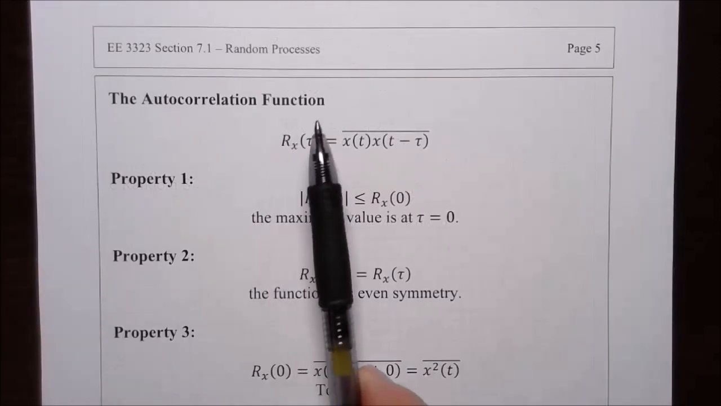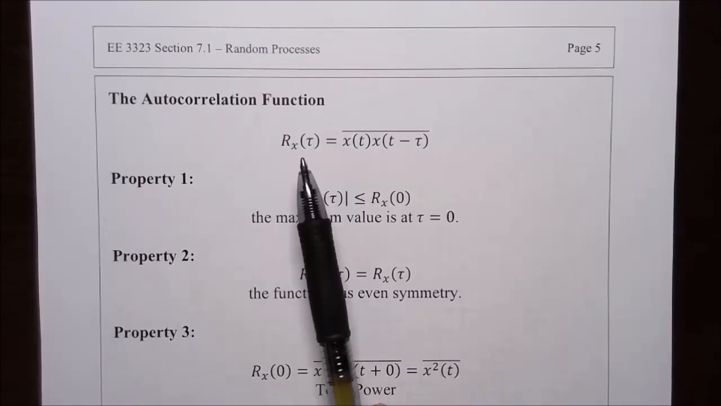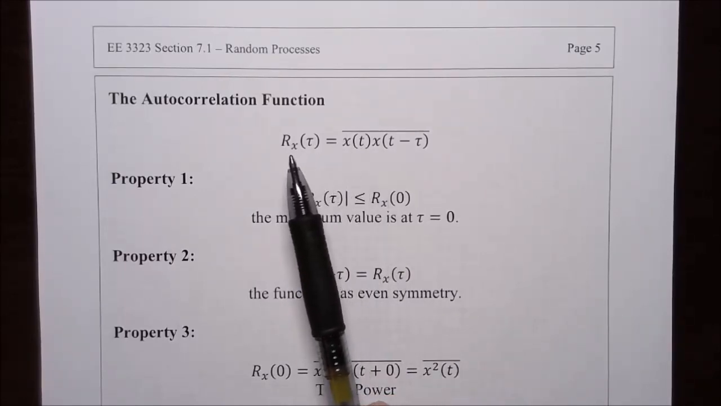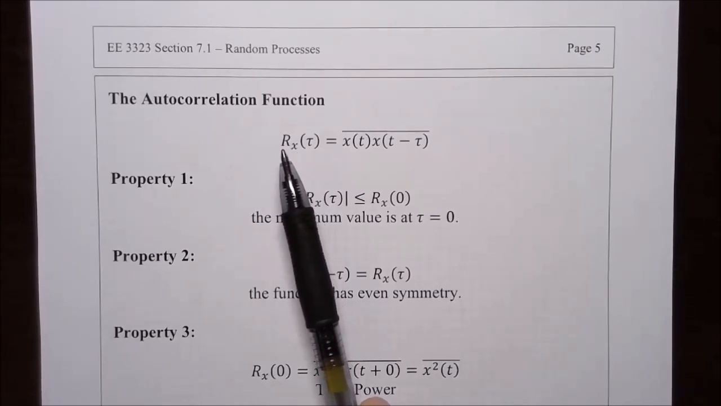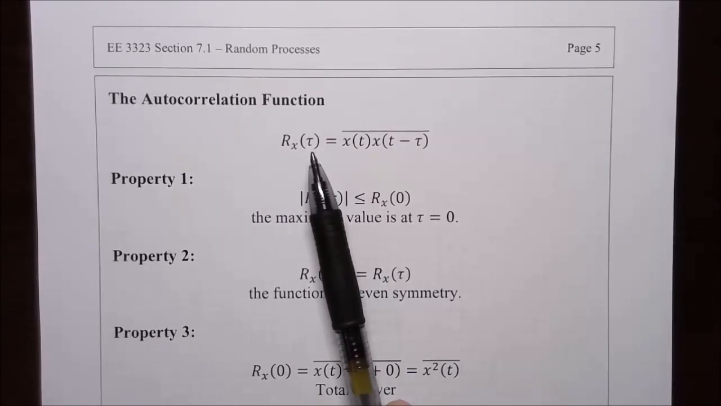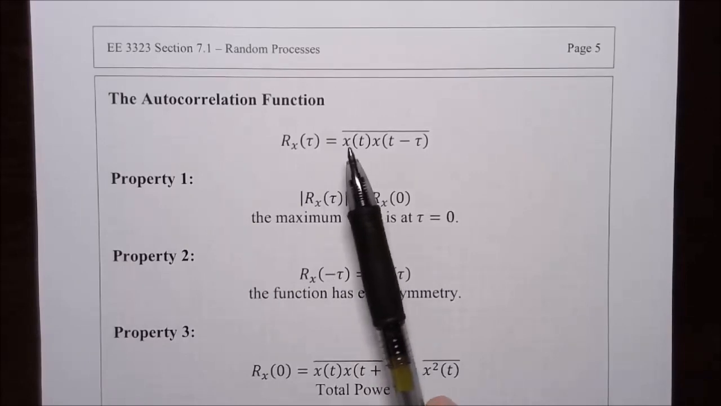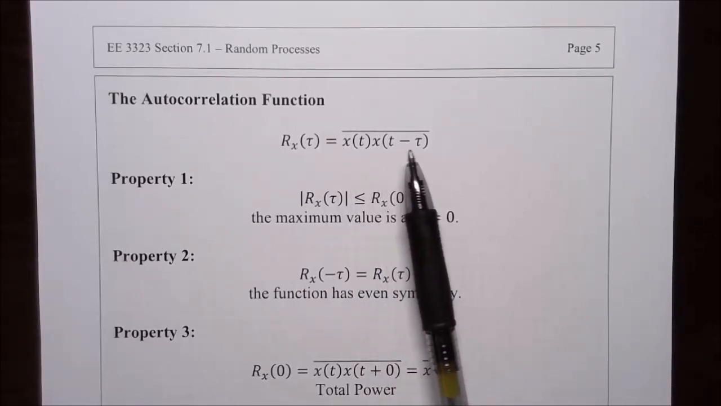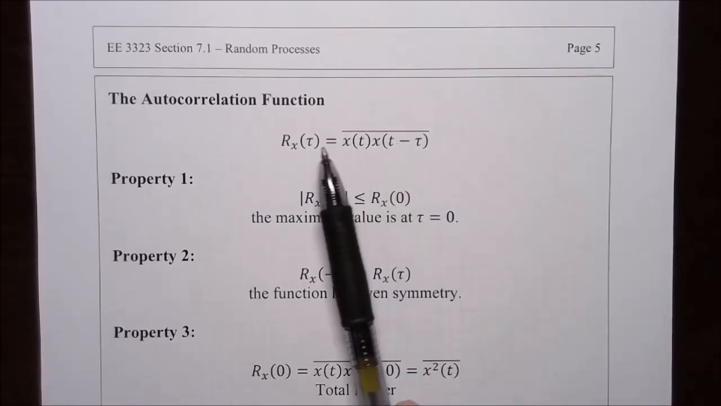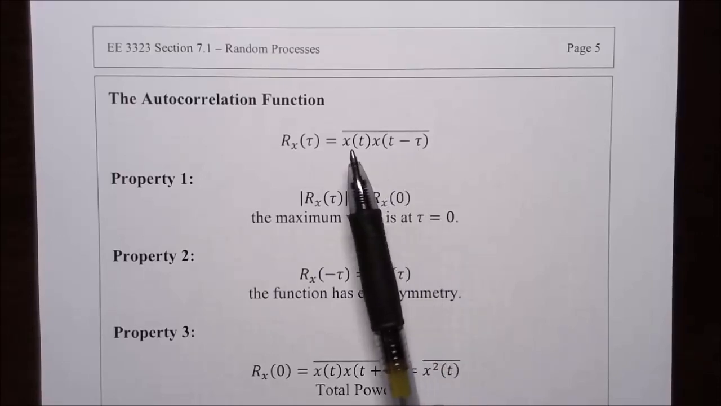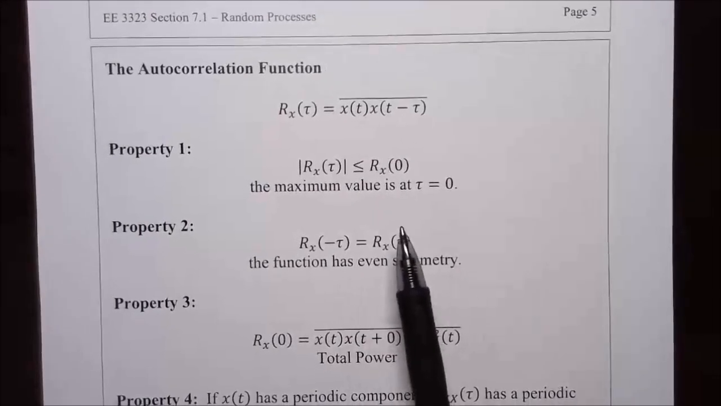We can discover some information about a random signal from its autocorrelation function, and as we looked at with the random binary signal, the autocorrelation function of the random signal x of t is R sub x of tau. Tau is the time shift parameter. And this is by definition x of t multiplied by x of t minus tau, and then we take the time average. If we complete this for every possible value of t, we will have a function of tau, and this gives us the autocorrelation function.